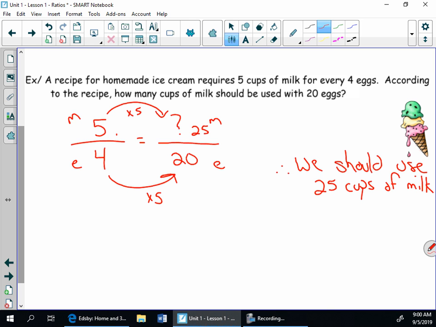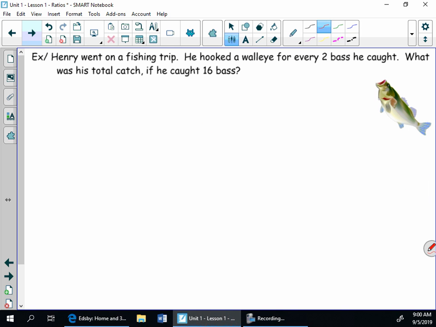Okay. If I stack the fractions and label them, you know which things go together. All you have to do is use your dividing or multiplying. I'm not picky which one you use. They work the same way. They're just different versions. Okay, last one. Henry went on a fishing trip. He hooked a walleye for every 2 bass he caught. What was his total catch if he caught 16 bass?